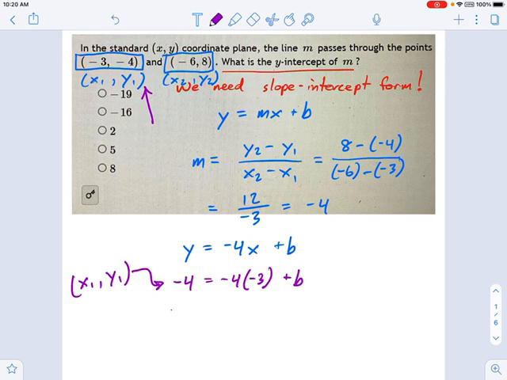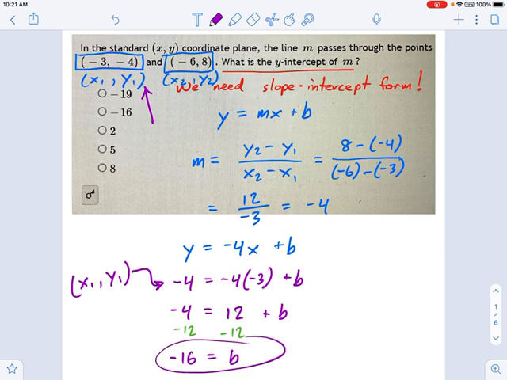Now we're going to solve this equation. Watch what we get. Negative 4 equals positive 12 plus b. And I'm going to subtract 12 from each side to get the following. This is my final answer. This is negative 16 equals b. Okay, that is called my y-intercept.